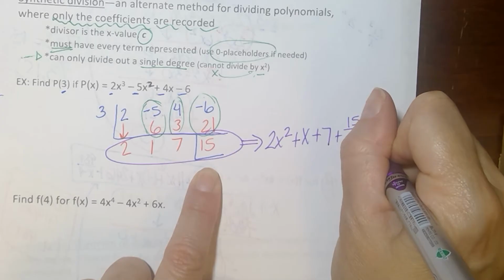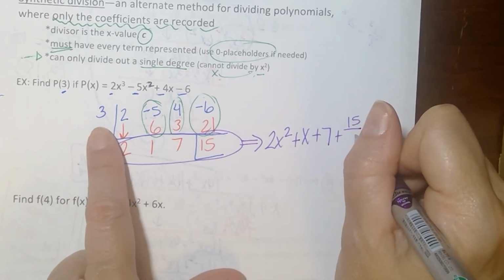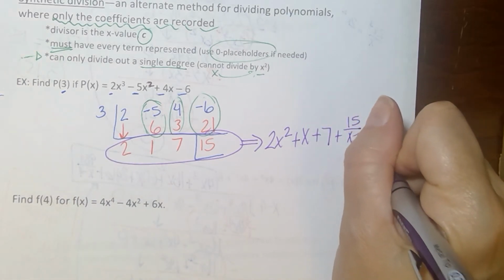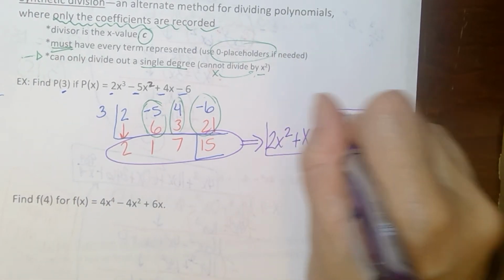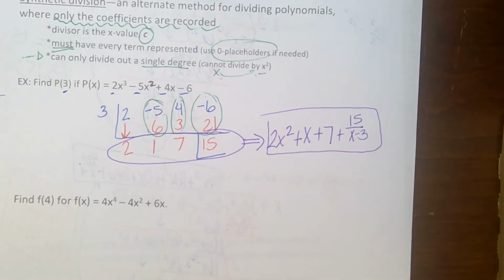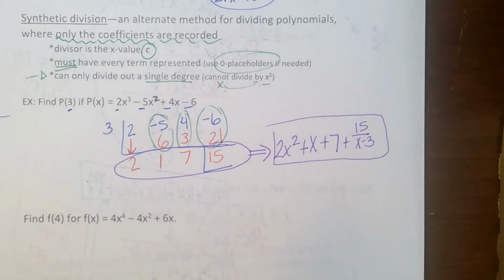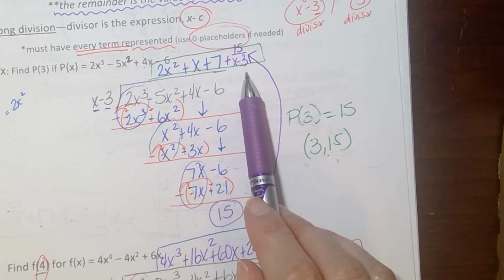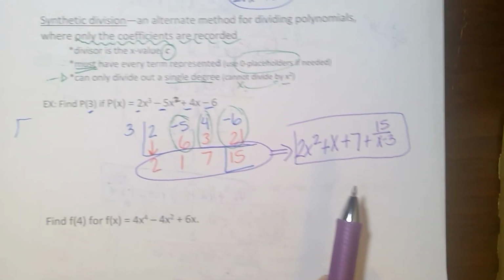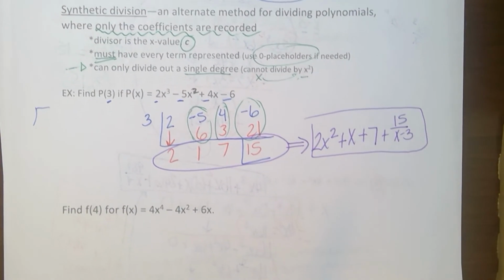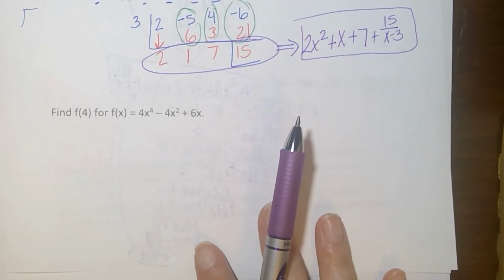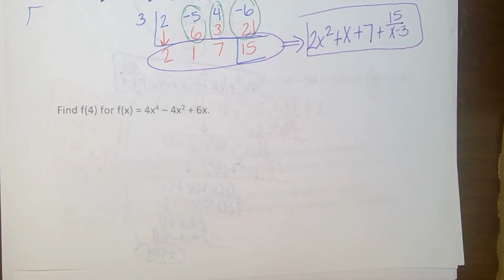It's a +15. It goes over the divisor. Well, I divided by 3. I need to turn that into the expression x minus 3. There's my quotient with remainder. And if you look back where we just did that on the last page, same quotient and remainder. Long division and synthetic division get us the same result, as long as I'm just dividing by a single degree. Can't divide using a squared term, cubed term, anything else with synthetic division.